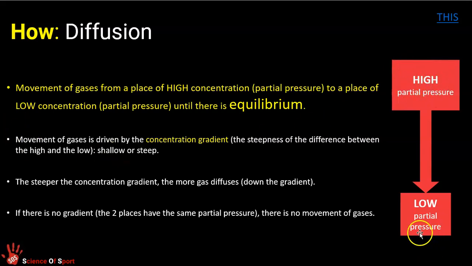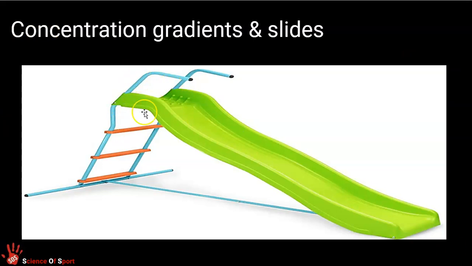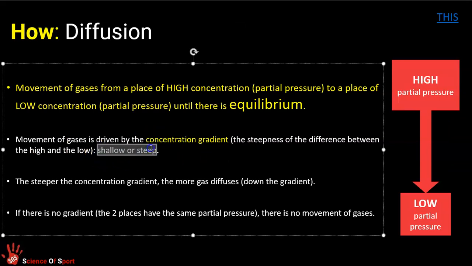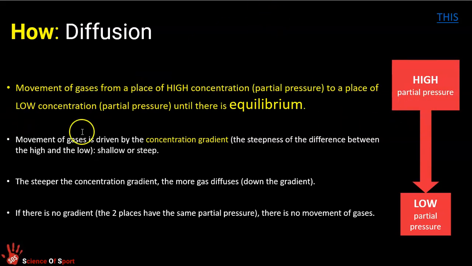This high to low, which was effectively my slide, a high to a low, is called a concentration gradient. And as I said, we will use the language of either having a shallow concentration gradient or a steep concentration gradient. The difference between the high and the low, if it's not very much, will be shallow. If it's a much bigger difference, then it will be called a steep gradient. Okay, so gases diffuse down a concentration gradient where there's a higher to a lower concentration or partial pressure.